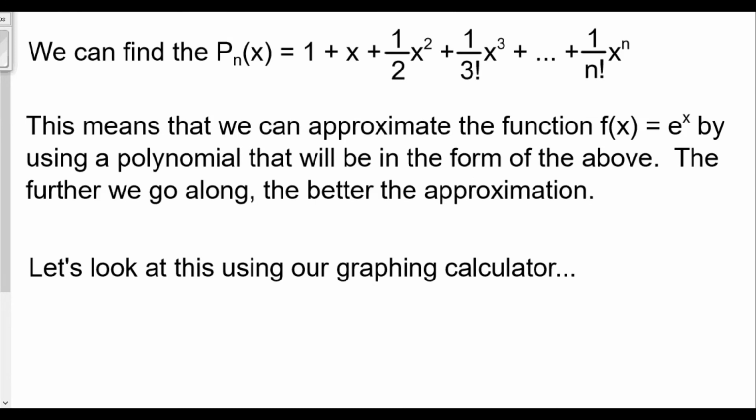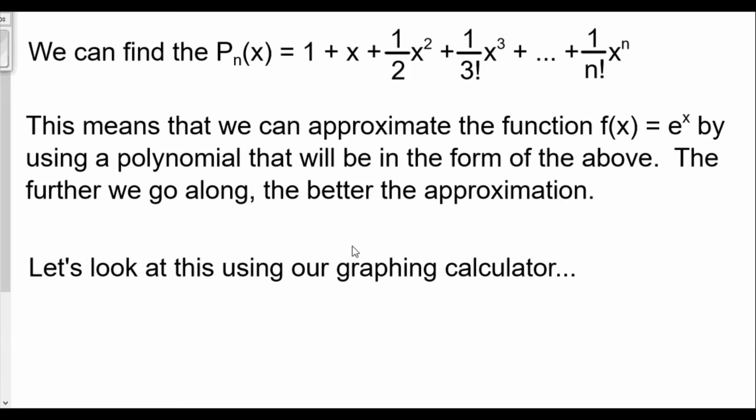And so we see here that if we expand it all out, the nth polynomial of x will be 1 plus x plus 1 over 2 factorial x squared plus 1 over 3 factorial x cubed plus dot dot dot all the way to 1 over n factorial x to the n. This means we can approximate the function f of x equals e to the x by using a polynomial in the form of the above. The further we go along, the better the approximation.